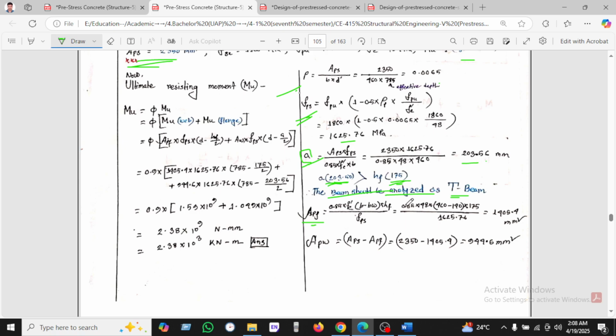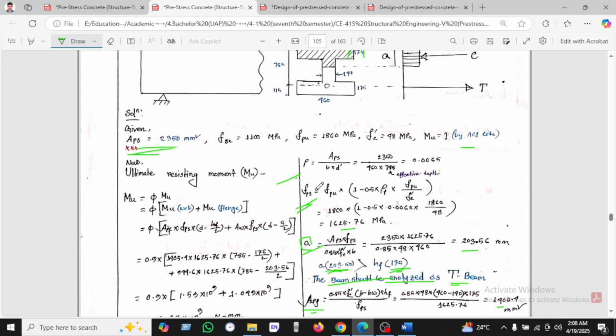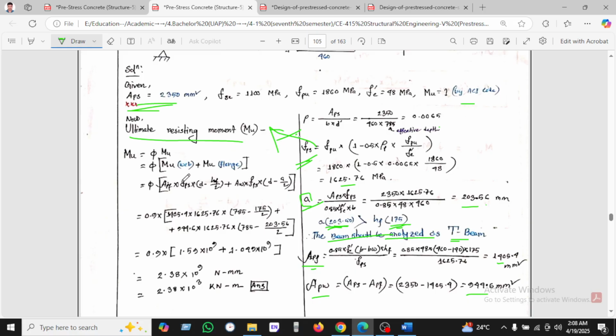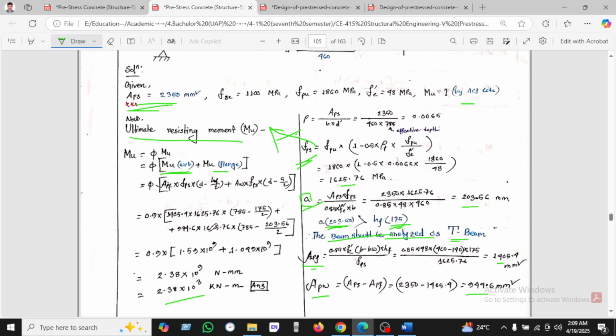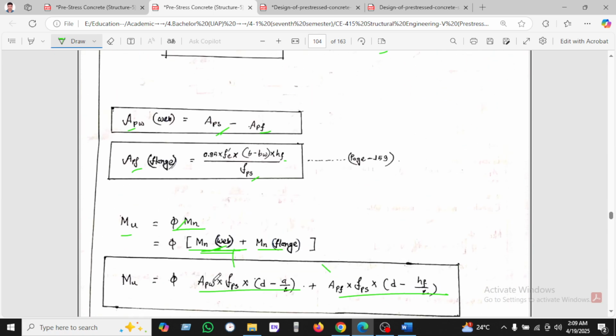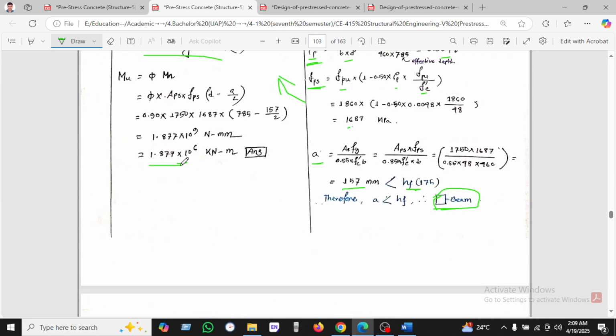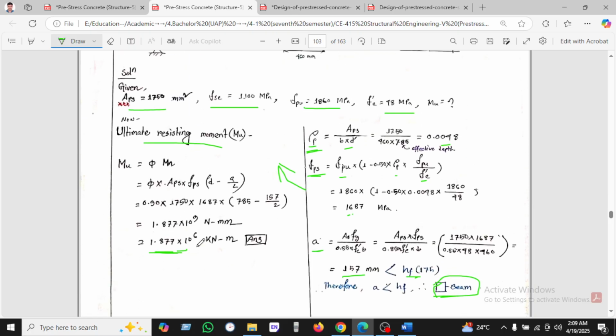So a is equal to, as usual, using this formula and finding here, and b is equal to 94. After finding the data, then we can calculate the ultimate resisting moment, which is Mn times phi, Mu, and Mn will be web plus flange. So we can use this data here and found 2.43. But we have found in the previous example these are 2.38 times 10 to the power 3, and previously we found 1.8.